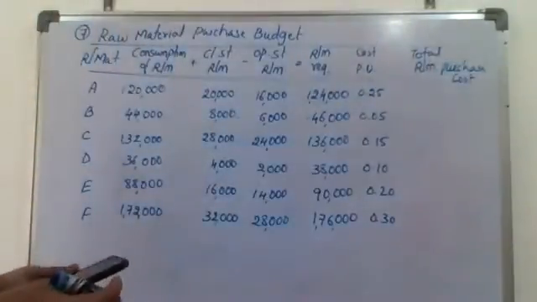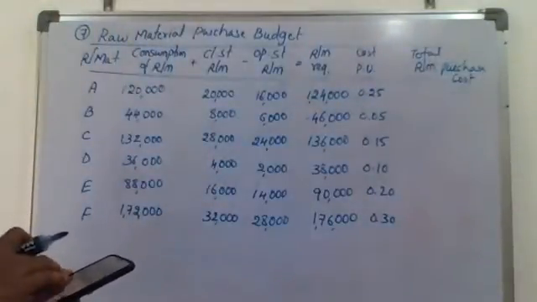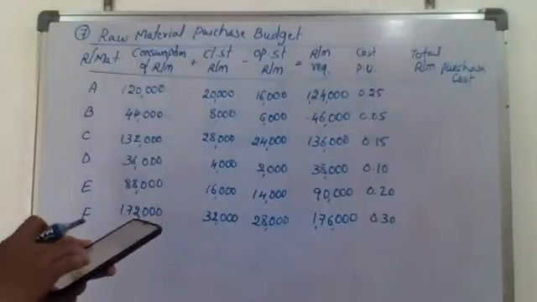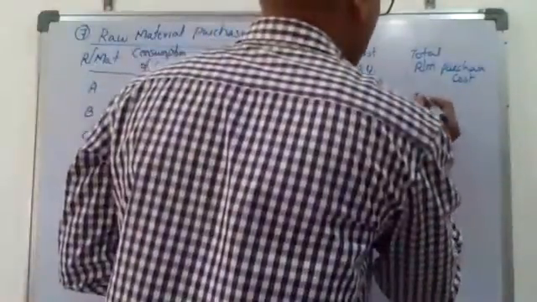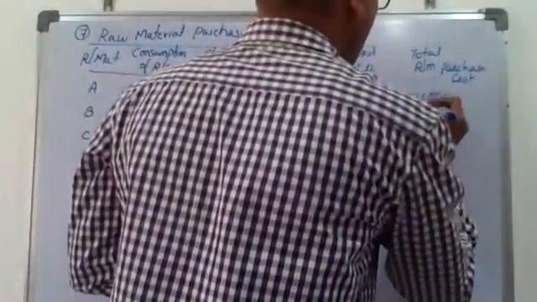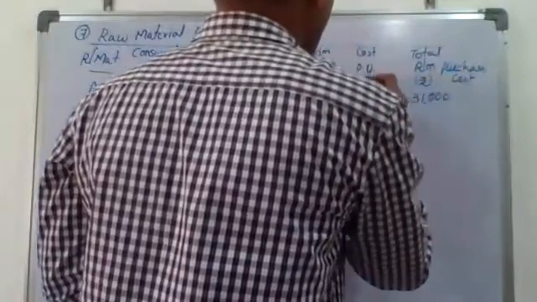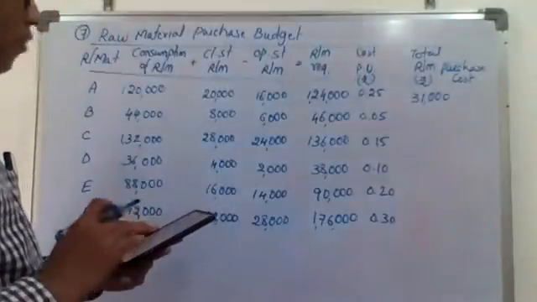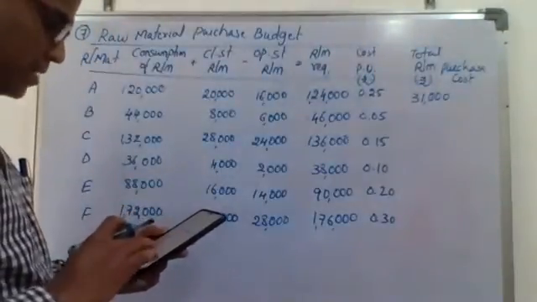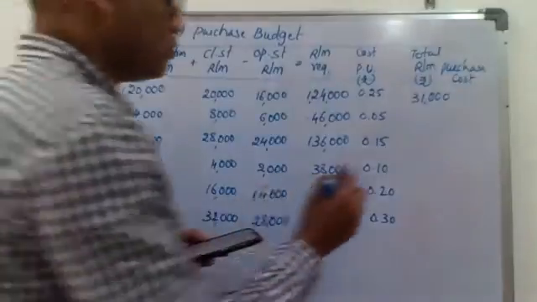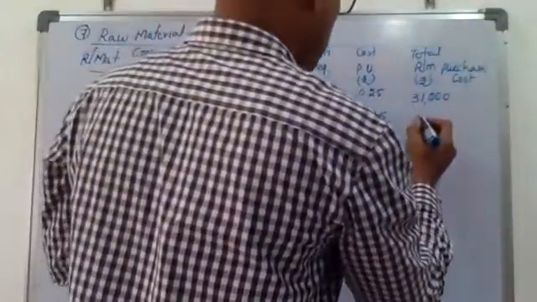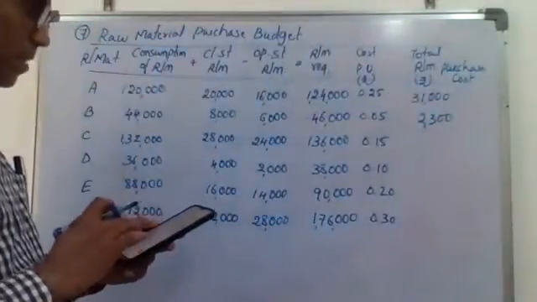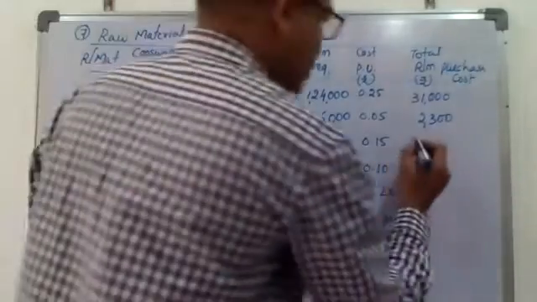So you can use your calculators in order to find out this. I'll try to solve it. It is 1,24,000 into 0.25 comes to 31,000 rupees. So this is rupees. So far it is in kilos. Now it turns to be rupees. Then we have 46,000 into 5 paise comes to 2,300. Then 1,36,000 into 15 paise, that is 20,400.